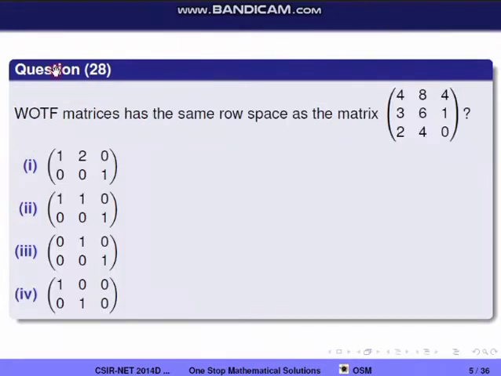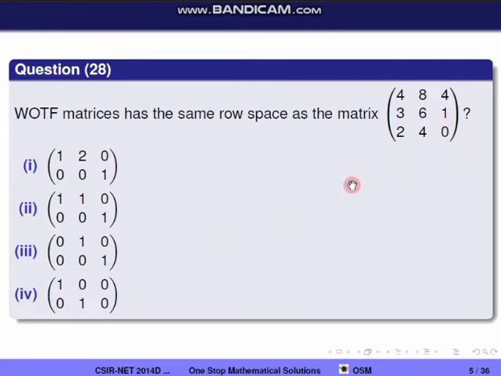Next question, question 28. Which of the following matrices has the same row space as the matrix 4, 8, 4, 3, 6, 1, 2, 4, 0? So we have to find which of the options and this matrix have the same row space.